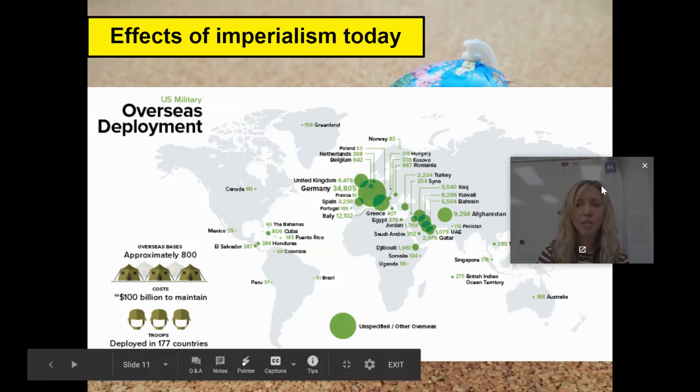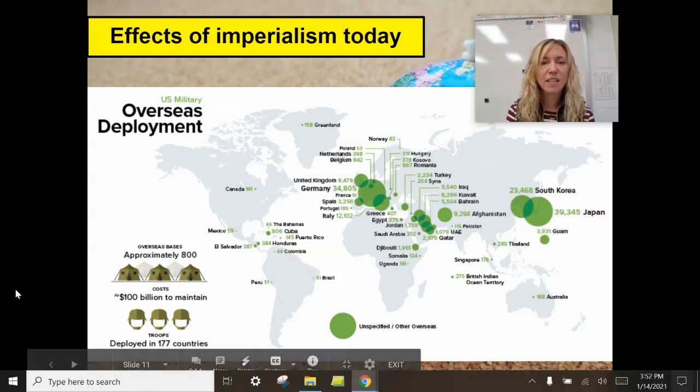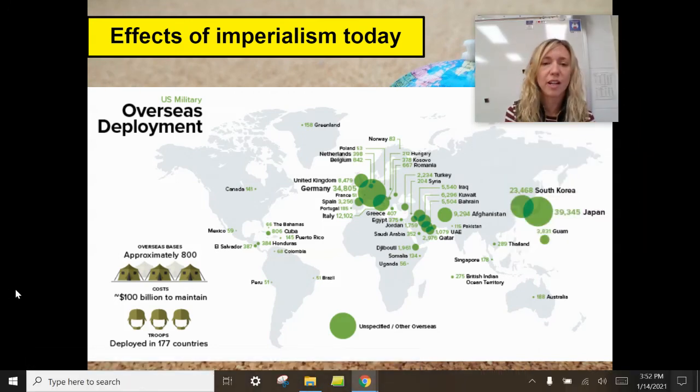If we fast forward to today, you can see the effects of this imperialism that started in the mid to late 1800s. Not only do we have territories beyond our immediate borders today, but we also have military bases, with American servicemen and women stationed all over the world. You could argue that that's an effect of imperialism today. So how did we get to this point of having all these military bases and territories beyond our immediate borders?